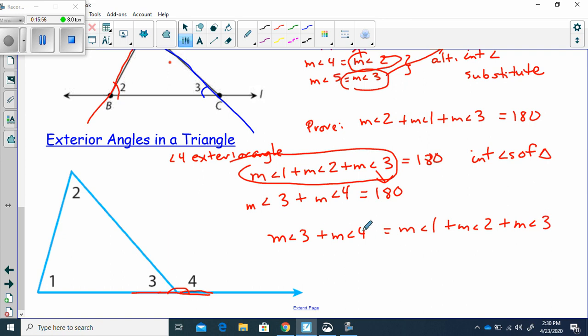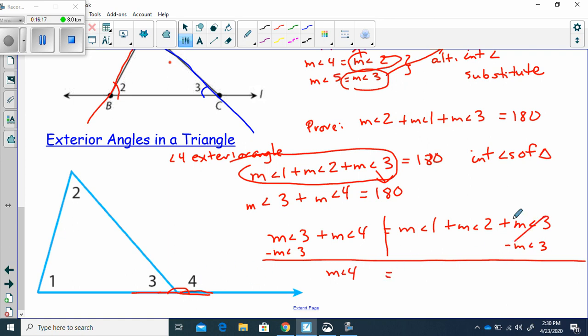Now look at this. I've got measure of angle 3 on both sides of this equal sign, don't I? Can I subtract that from both sides and it won't change anything? I can. Now this says that the measure of angle 4, this exterior angle, is equal to, see, this is gone, the measure of angle 1 plus the measure of angle 2. This exterior angle, its measure, is equal to the sum of the two remote interior angles.